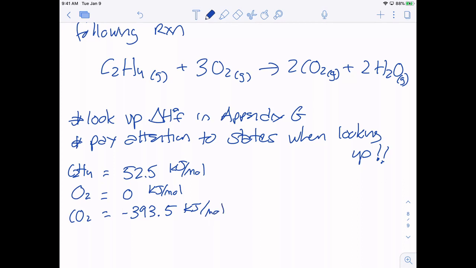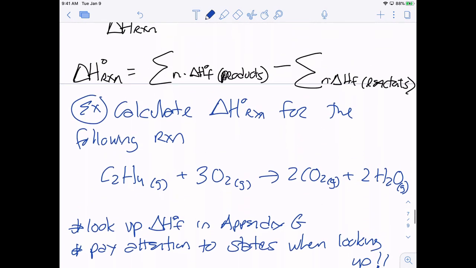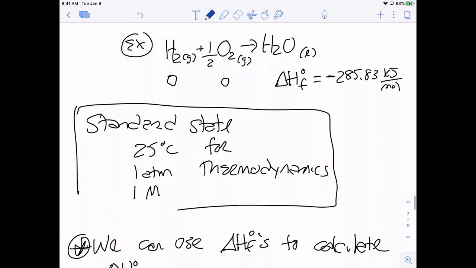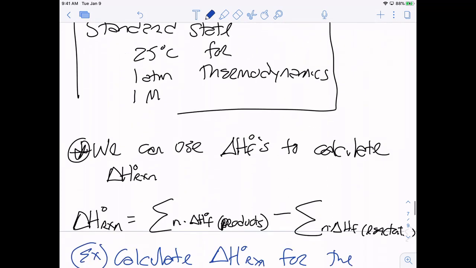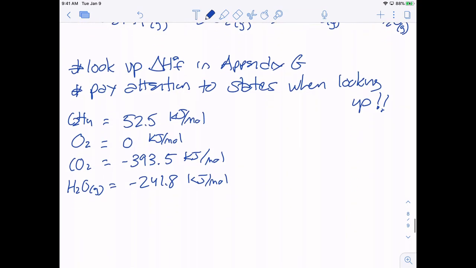So for carbon dioxide, a negative 393.5 kilojoules, and then for water in its gas state, a negative 241.8 kilojoules per mole. And again, be careful on the states of matter. I know I've said that a couple times, but really be careful. If I go back up here and I look at my value for water when it was a liquid, that's a different number than my value down here when it's in its gas form.